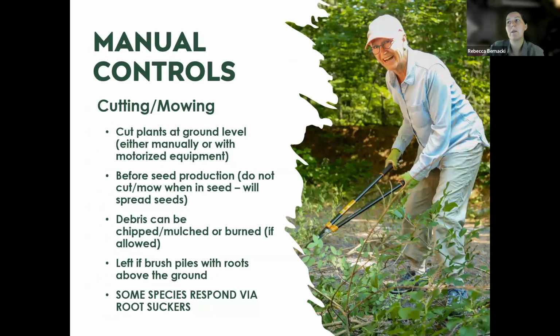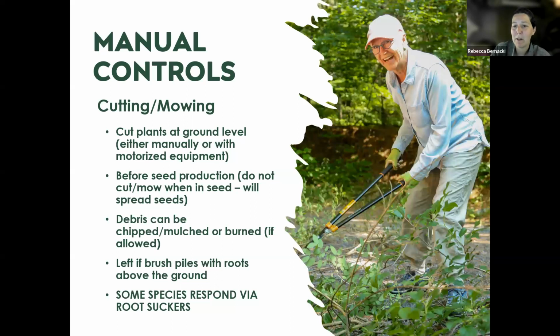Another form of manual control is cutting or mowing. This involves cutting plants at ground level, either manually or with motorized equipment. So you can see in the picture here, there are volunteers using a pair of loppers. We can also hop on our lawnmower or use a weed whacker to manage those species. Again, we always want to manage before seed set, especially when cutting or mowing.